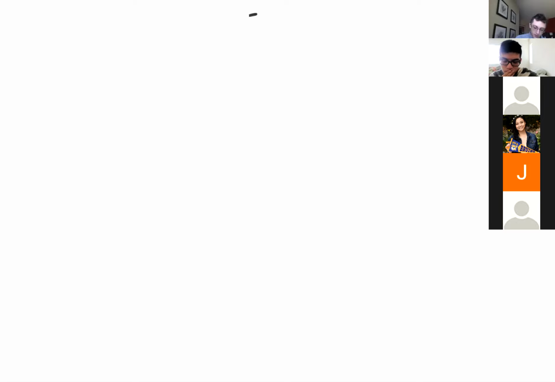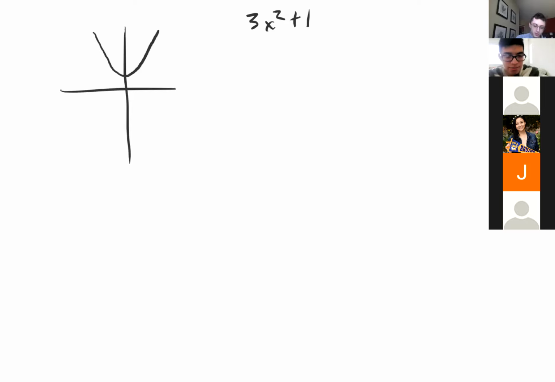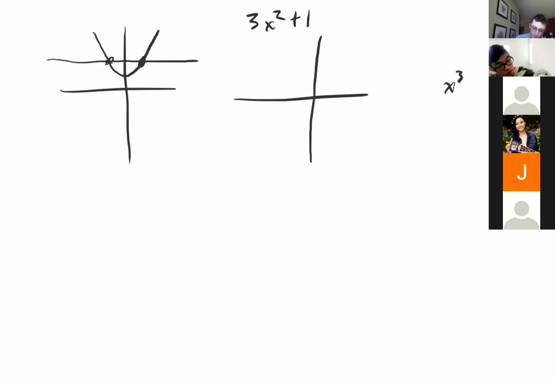So let's consider 3x squared plus 1. 3x squared plus 1 has a graph that looks like this, all right? And so let's apply the horizontal line test. We draw a horizontal line and we see that it hits the graph twice, okay? So now let's consider another example, x cubed plus 1, okay? So x cubed plus 1 has a y-intercept at 1, and its graph looks like this. And so it's pretty clear that no matter where you draw a line, you're only going to hit this function once, okay? My pen just stopped working.